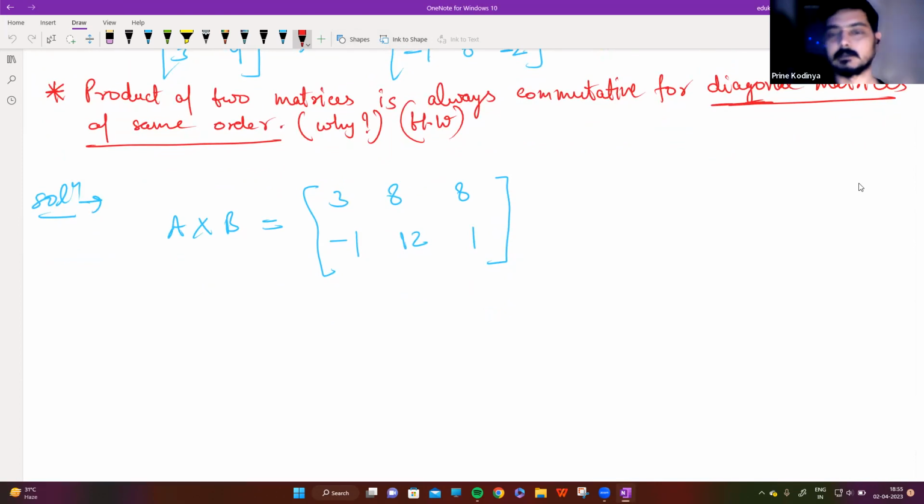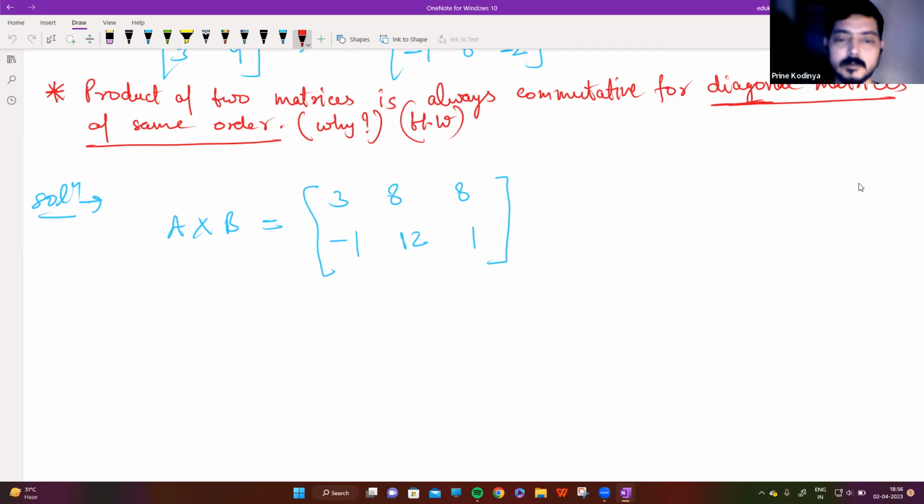I have given you a question in the last class. The product of two matrices is always commutative for diagonal matrices of same order. So it's a statement written in your NCERT. Now they have written it, but I told you to check it. Had you done that? Why is it happening? Product of two matrices is always commutative. That is, AB is equal to BA for diagonal matrices of same order.